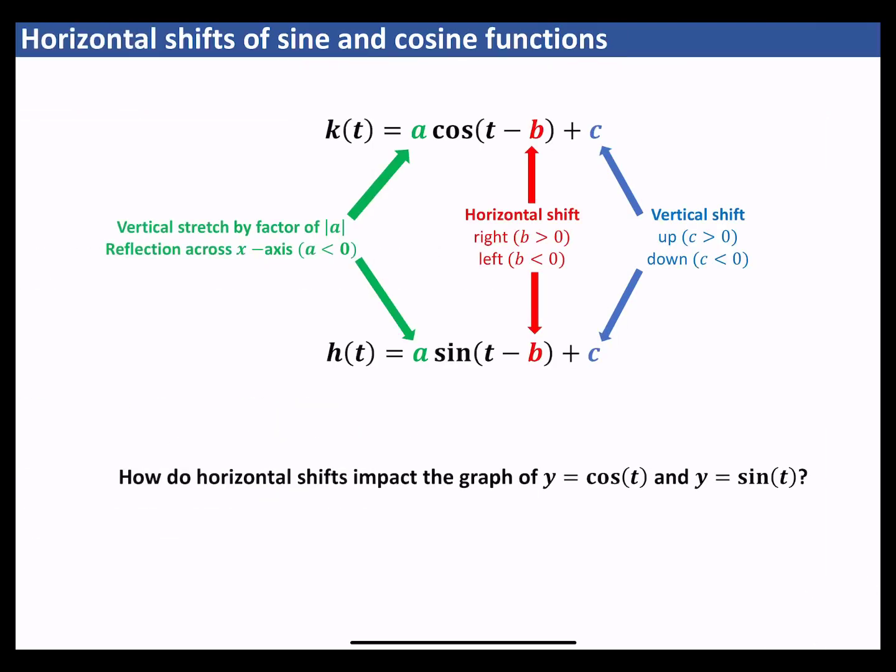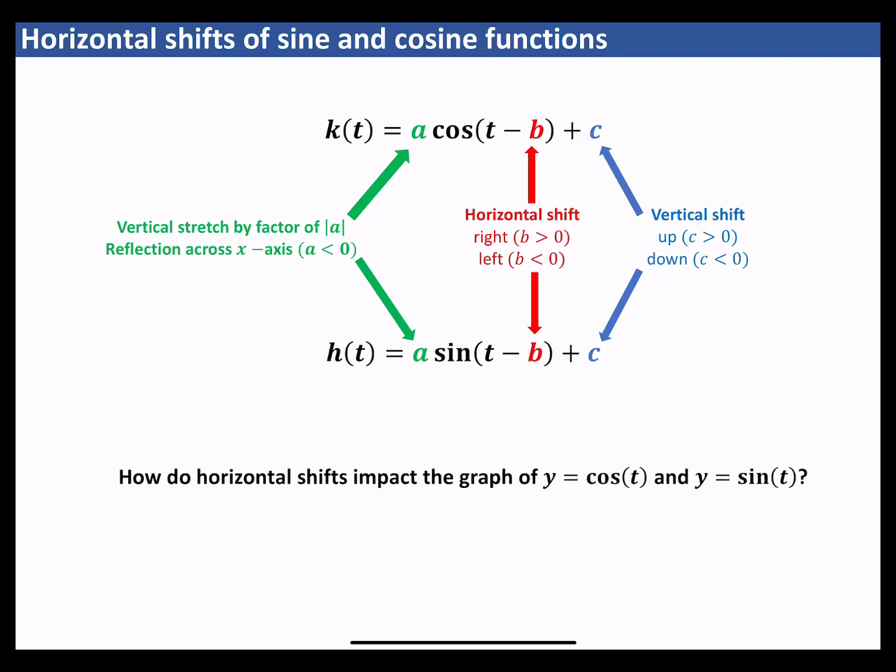Given the functions k of t equals a times the cosine of the quantity t minus b plus c, and h of t equals a times the sine of the quantity t minus b plus c, we see that k of t and h of t are transformations of the cosine and sine functions, respectively.